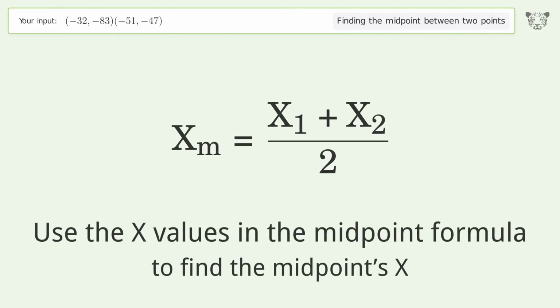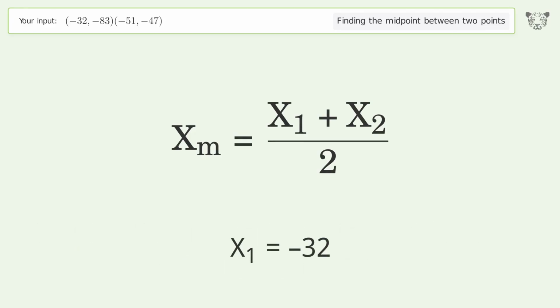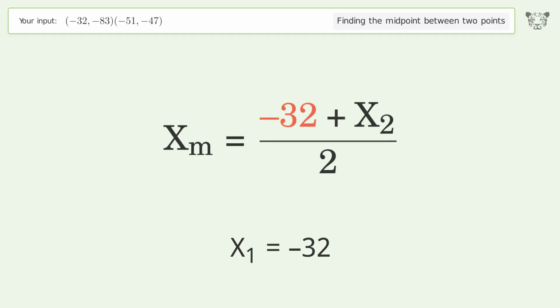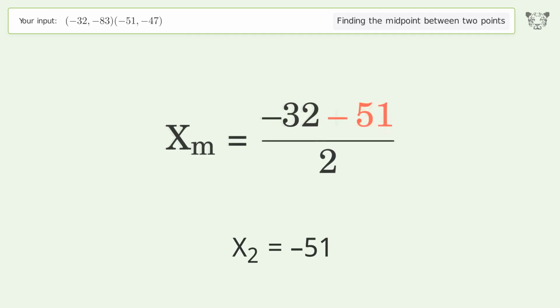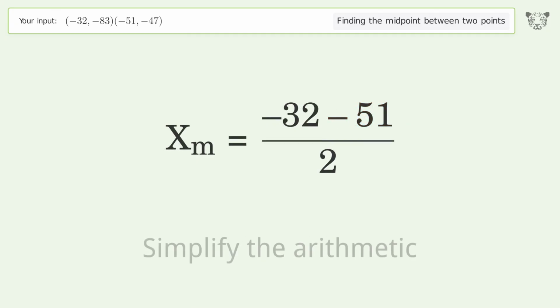Use the x values in the midpoint formula to find the midpoint's x. x1 equals negative 32. x2 equals negative 51. Simplify the arithmetic.